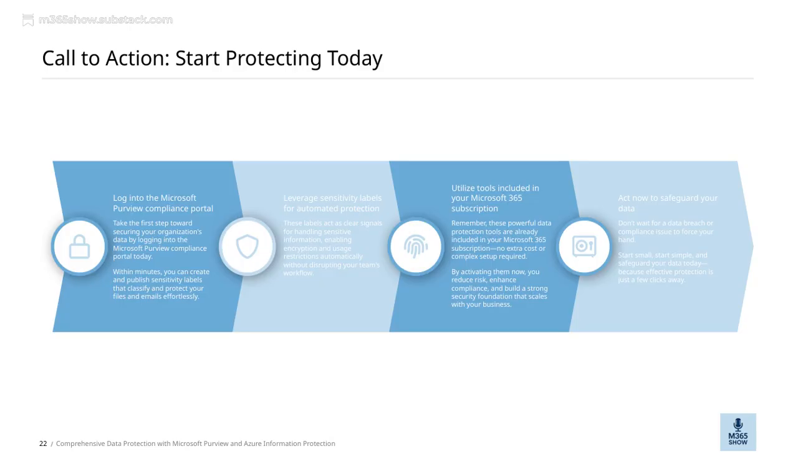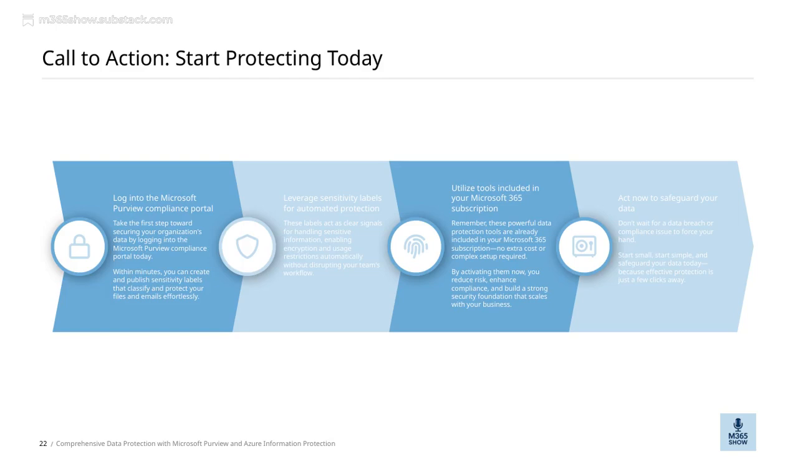And the best part? These powerful data protection tools are already included in your Microsoft 365 subscription. There's no extra cost or complicated setup required. Just activate them, and you're making a big step toward better security. Think of the sensitivity labels as clear signals for how to handle sensitive information. They automatically enable encryption and usage restrictions without disrupting your team's workflow. It's an automated way to protect your data effortlessly.